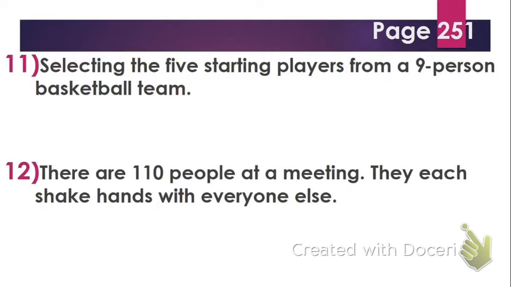Yeah. So if we're talking high school, college, professional, you said order of selection of the starters makes a difference. So we would say that's a permutation. What number do I need before the P? 9. After the P? 5.